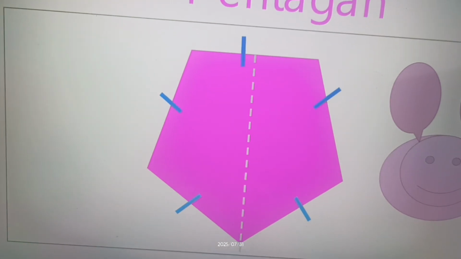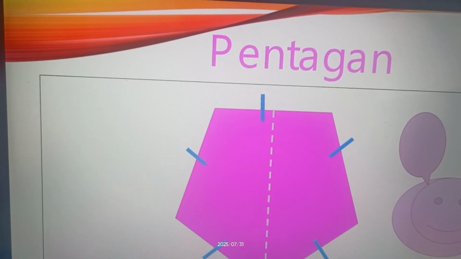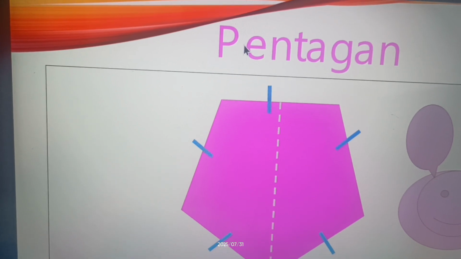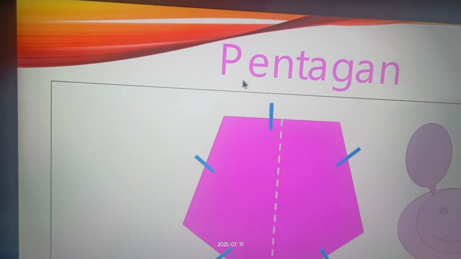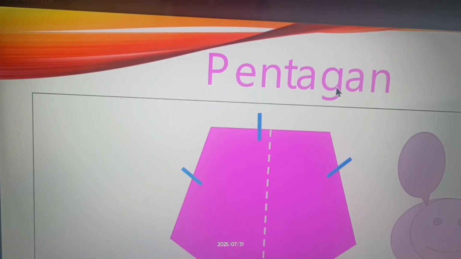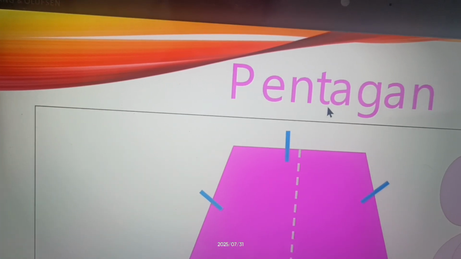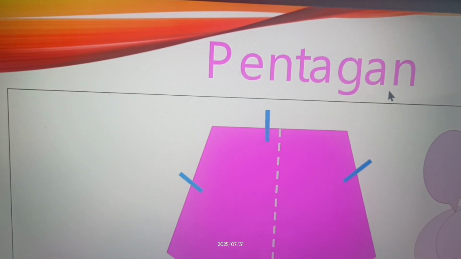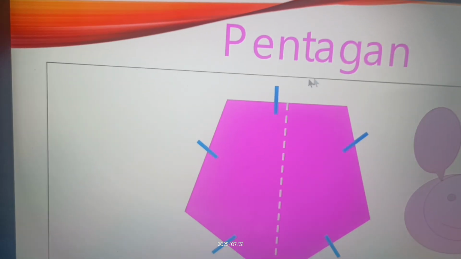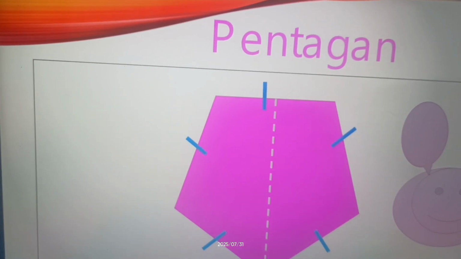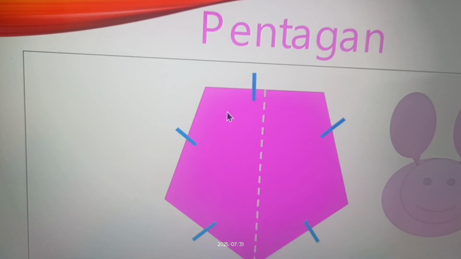Next part. What is this? What is this shape? Pentagon. You can write it easily. Pentagon. Practice writing this. Pentagon. Penta means 5. Then there are 5 sides. There should be 5 sides. 1, 2, 3, 4, 5.